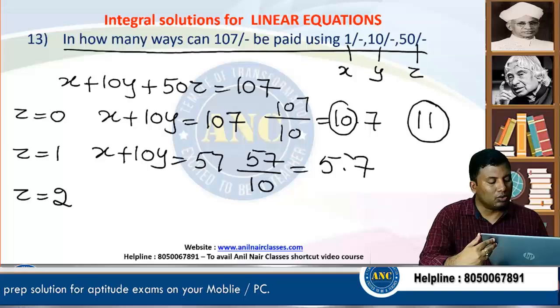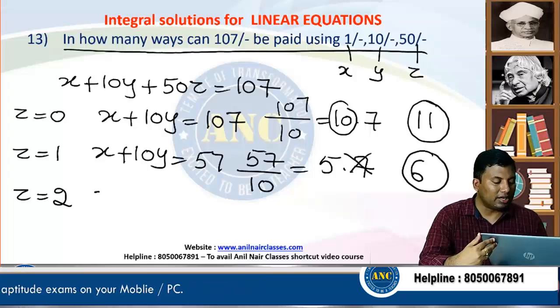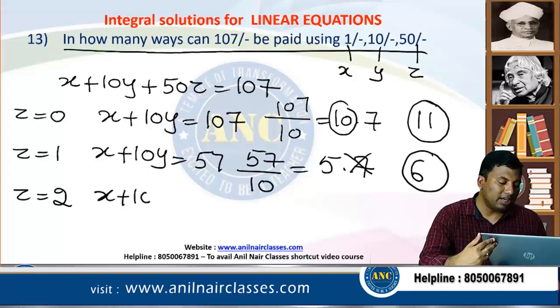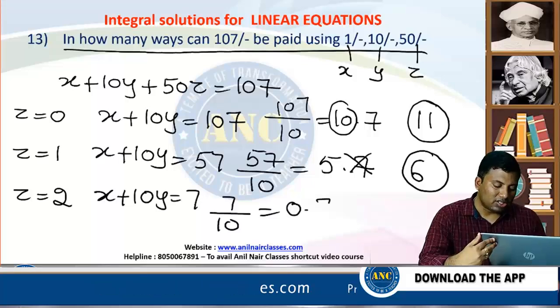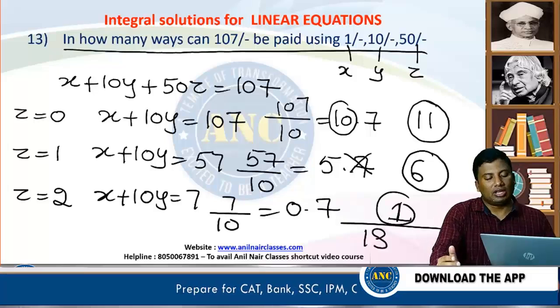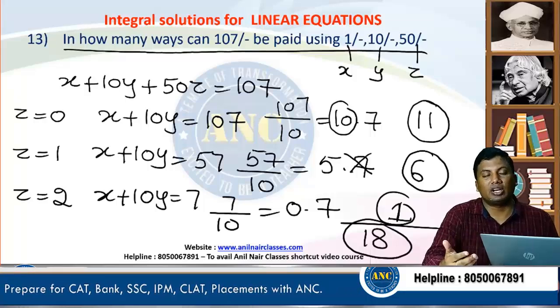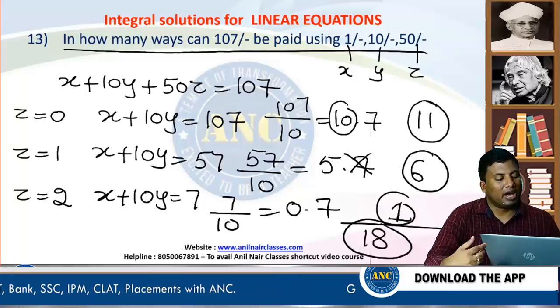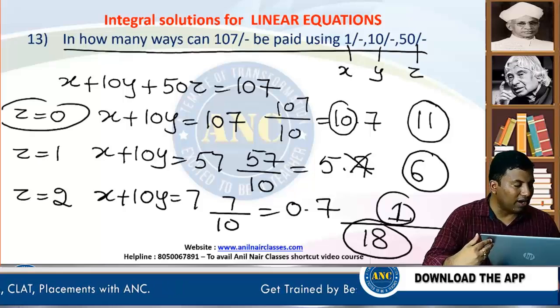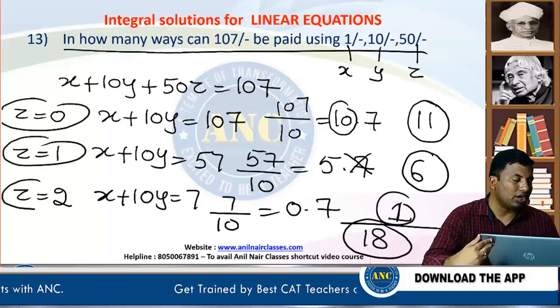Z is 2. X plus 10Y equivalent to 7. 7 by 10 is nothing but 0.7. 0. So it is 1. 11 plus 6 plus 1 is 18. I hope the idea is clear. You try to do it by using enumeration. It takes a lot of time. I hope you have understood why Z value cannot grow beyond 2.